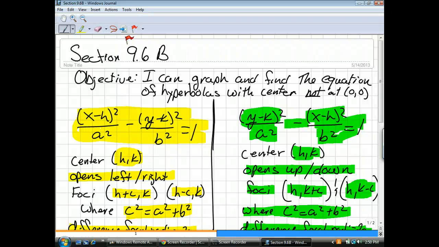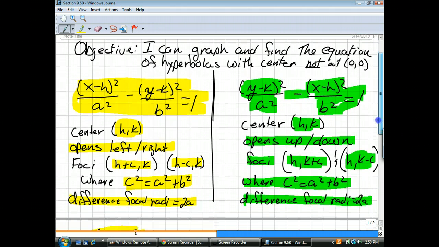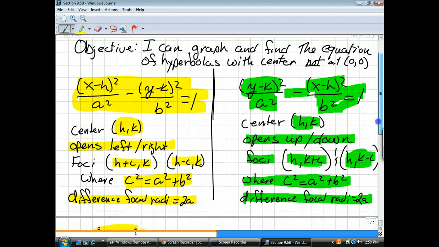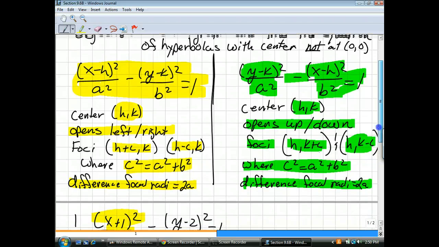Right, today we're looking at the second half of section 9.6. And our objective today is to be able to graph and find the equation of a hyperbola where the center is not at 0, 0. So the two types of hyperbolas that we're going to have are here in the yellow.